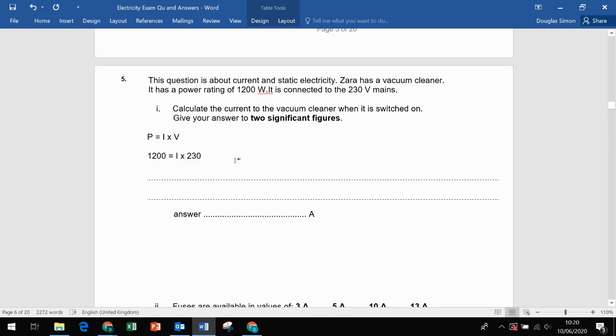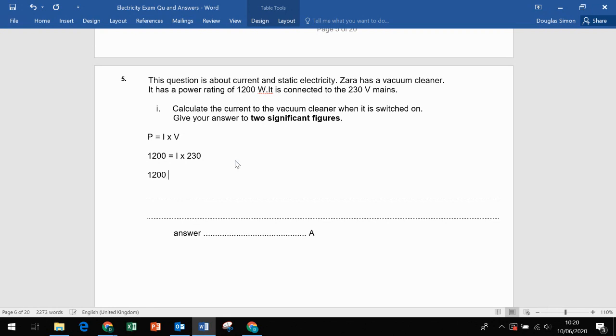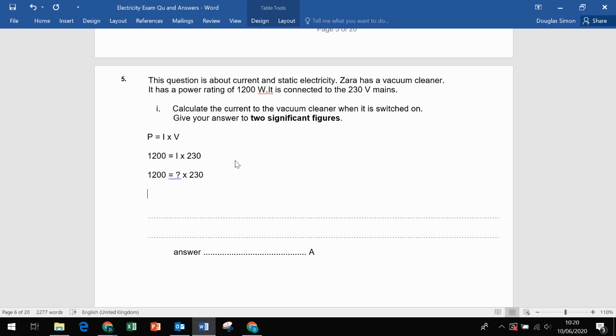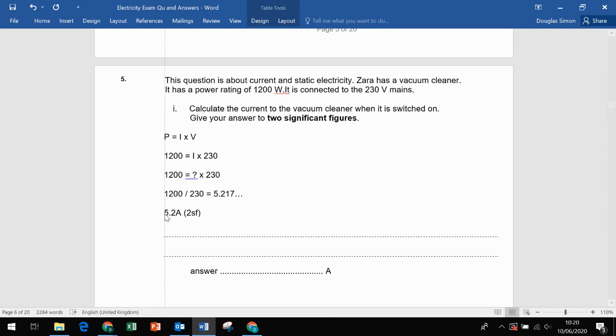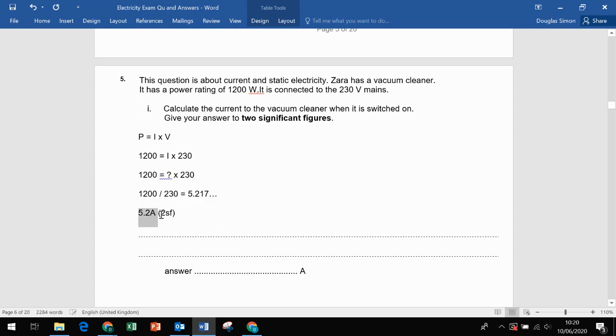Right, so now, how do we get this missing number? Well, obviously we do 1200 divided by 230, which is 5.217, but we want it to 2 significant figures, so that's 5.2 amps. Okay, 2 significant figures. So this is what I'm going to write down on the answer line. You should write all this working out.